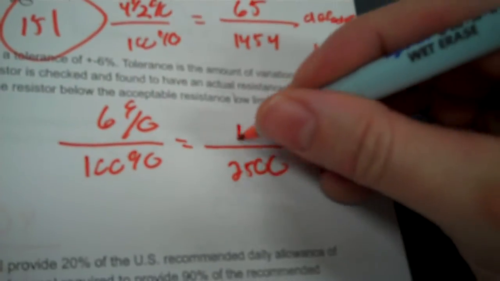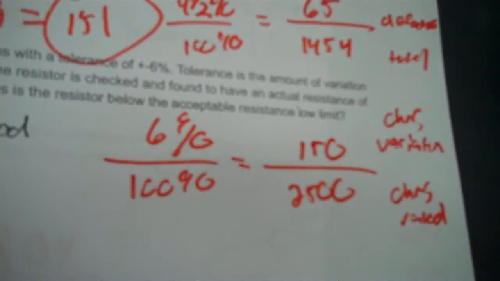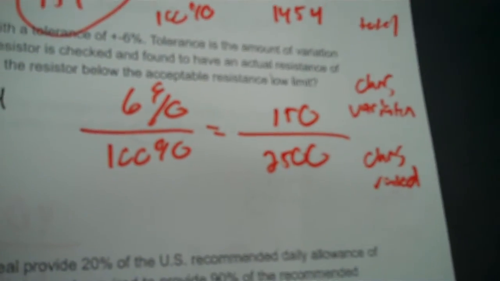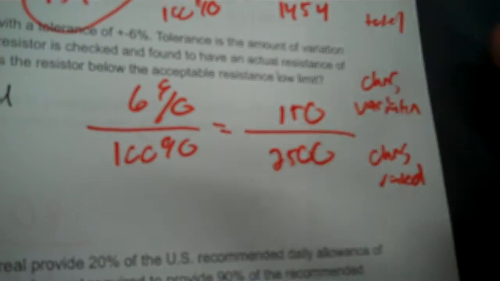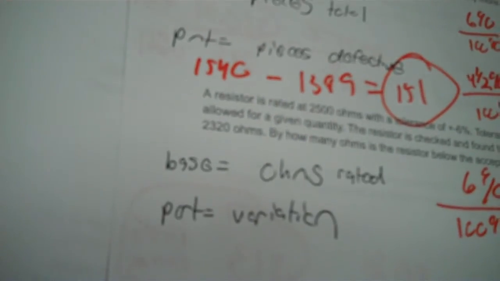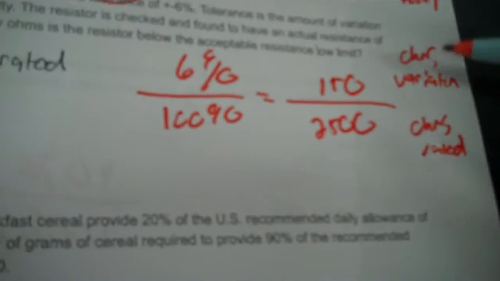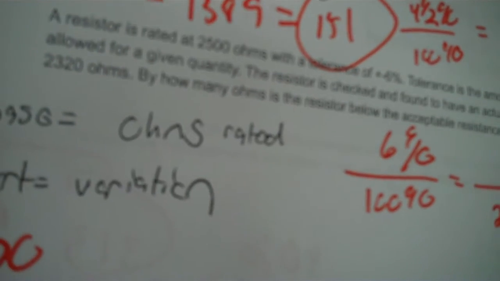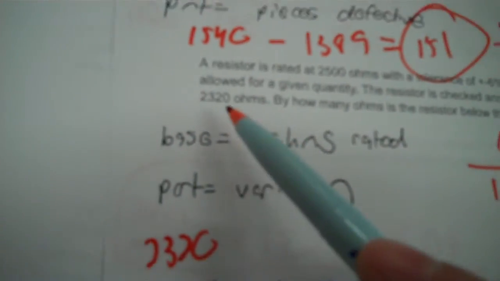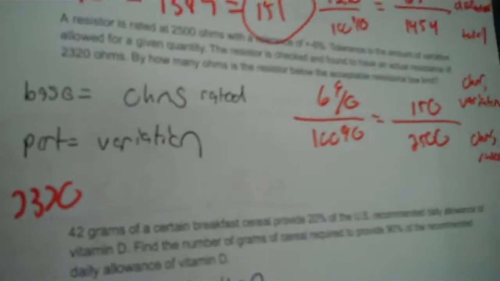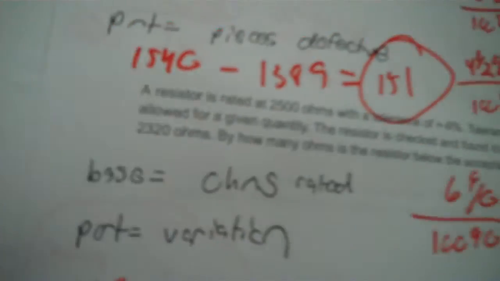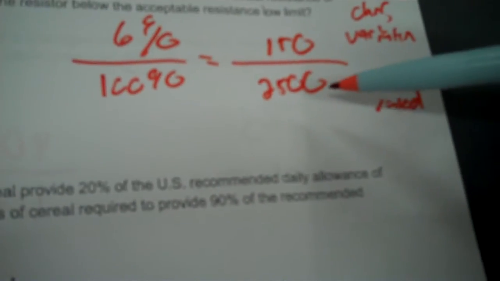So it can go 150 ohms above that amount or 150 ohms below that amount. Well, obviously that's below the amount, the 2,320. So you've got to think that's not the answer. That's just how many ohms you can be under. Now they measured this, that's how many ohms it had. Is that acceptable? Well, that's under the 2,500.